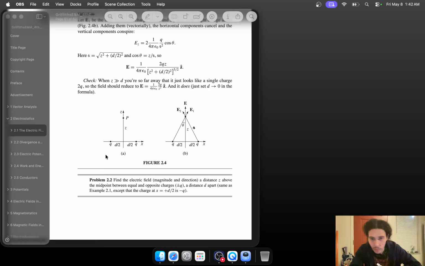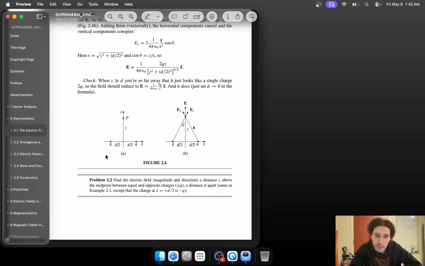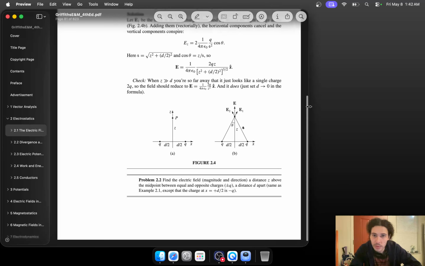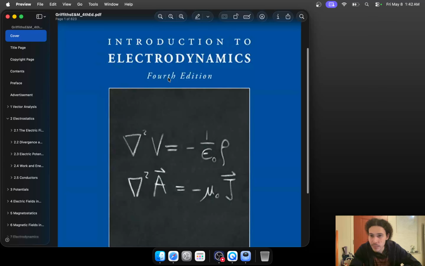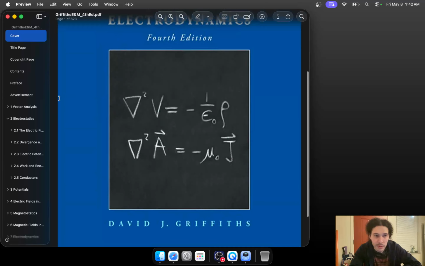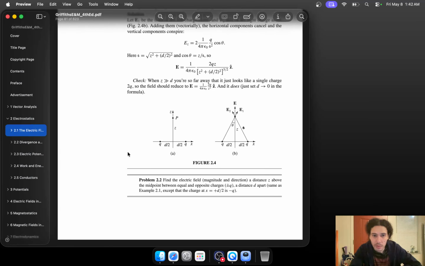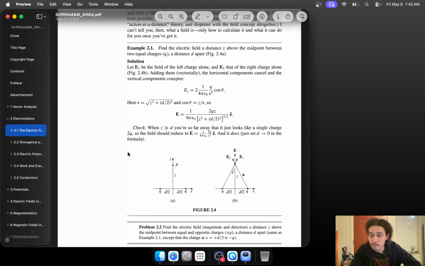Alrighty, so in this video, I'm going to work through problem 2.2 in Griffiths E&M book. And you know, the first thing we do is just evaluate the little example he gave us before the problem.